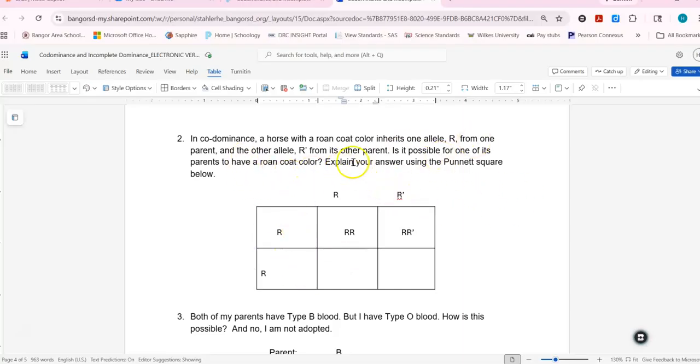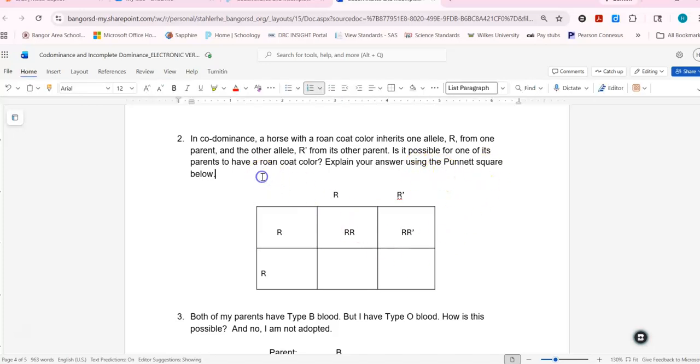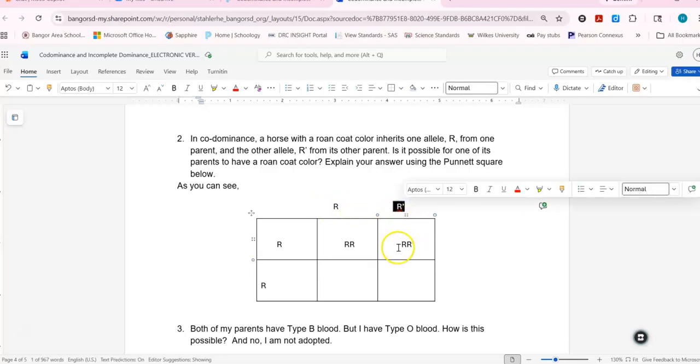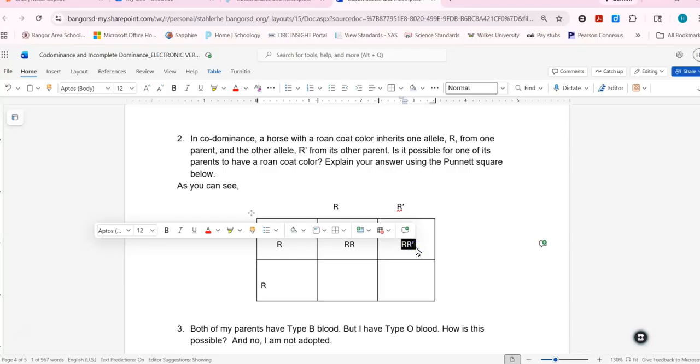Yeah. So you just explain your answer using the Punnett square, but you can say, as you can see, you can just start typing. Make it number 3 though, and just say, yeah, as you can see, blah blah blah. So R prime doesn't have to be white, it could be roan, and that R prime here can be donated, and this could be basically the genotype of the offspring we're talking about.